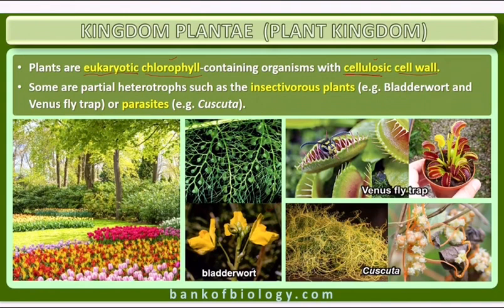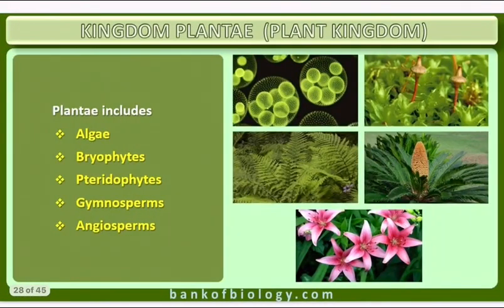Some are partial heterotrophs, such as insectivorous plants like bladderwort. You can see the bladderwort here, and Venus flytrap. Here the insect is getting trapped. Then some of them are parasites like Cuscuta. They grow on other plants and derive or absorb the nutrition from the host plant.